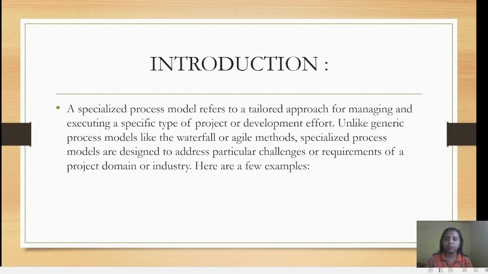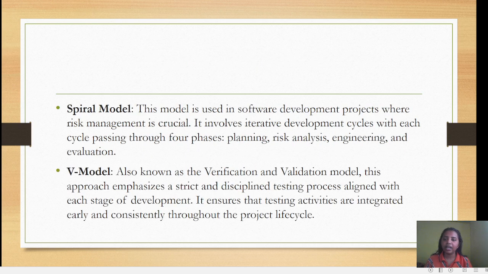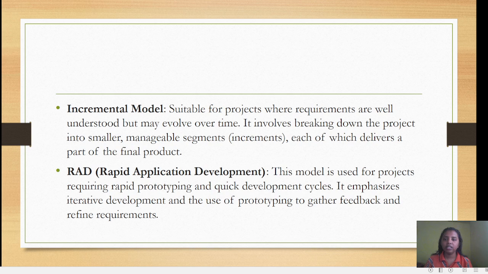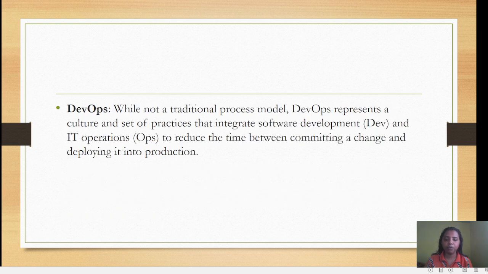A specialized process model refers to a tailored approach for managing and executing a specific type of project or development effort. Unlike generic process models like the waterfall or agile methods, specialized process models are designed to address particular challenges or requirements of a project domain or industry. Here are a few examples: spiral model, V model, incremental model, RAD (rapid application development), and DevOps.